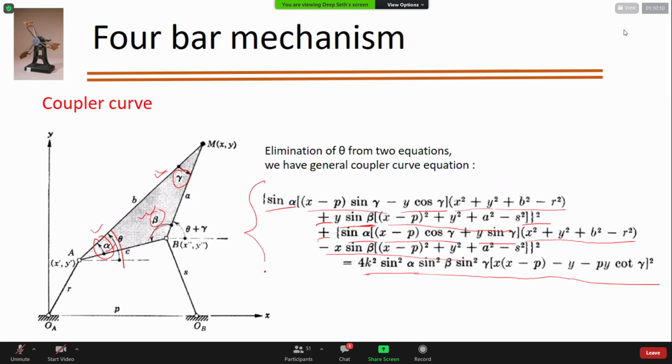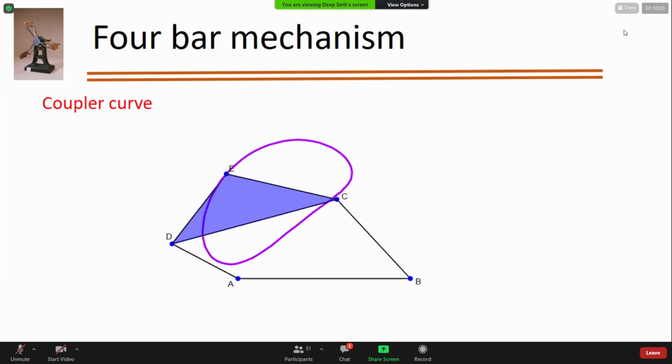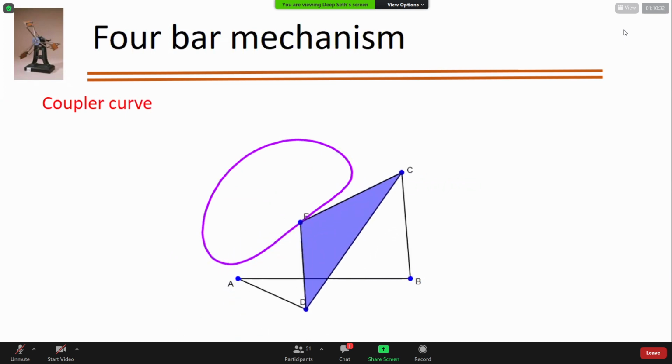So here you will see that there is no term of theta. All things are now defined in the known values of alpha, beta, and gamma. If you replace it with the known values and solve this equation, you will get the curve, your coupler curve basically, right? So like this, you will be able to find the equation.